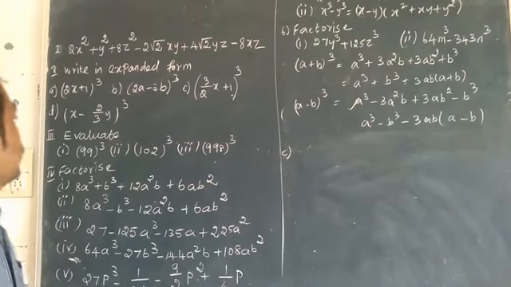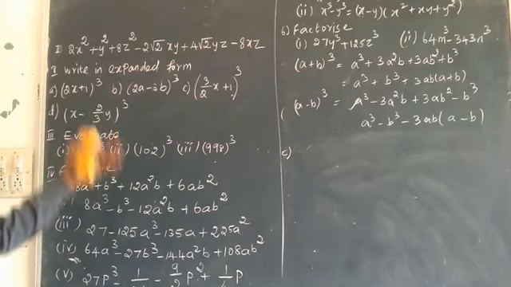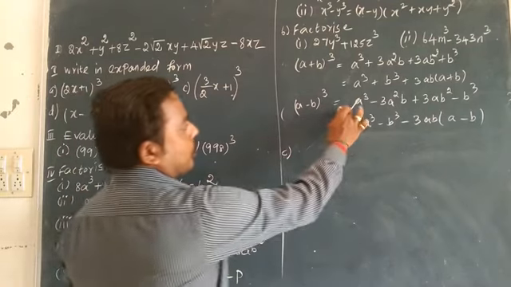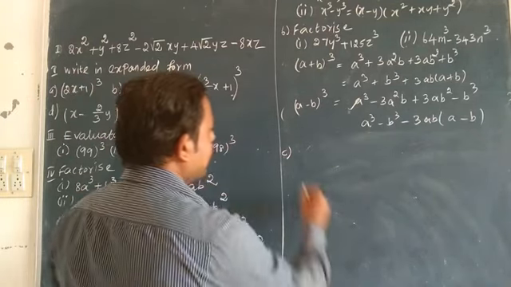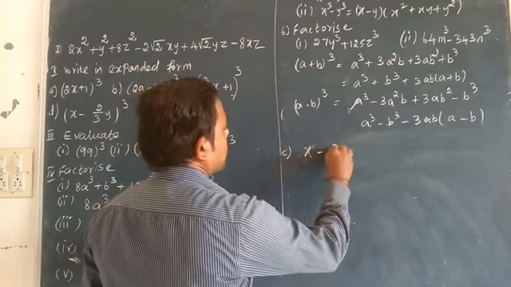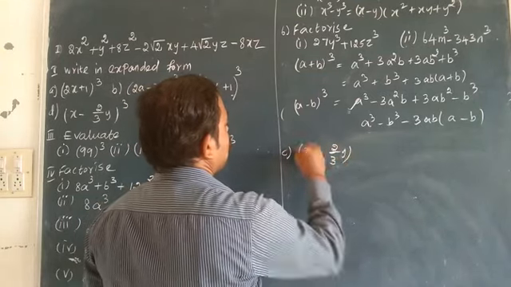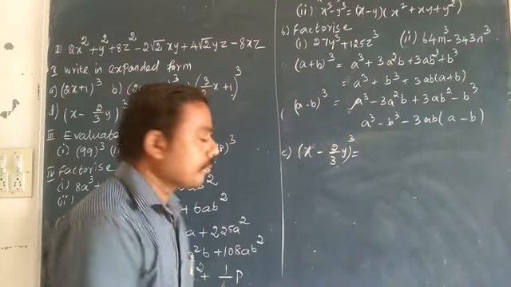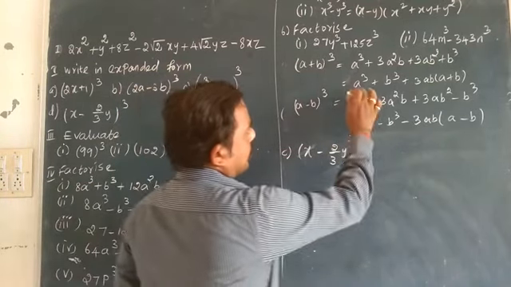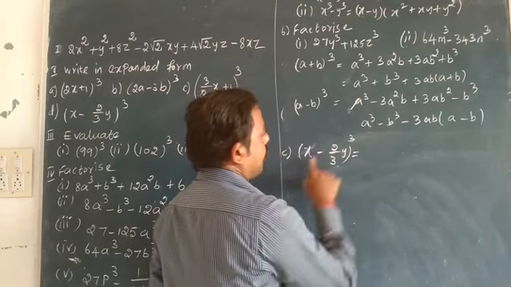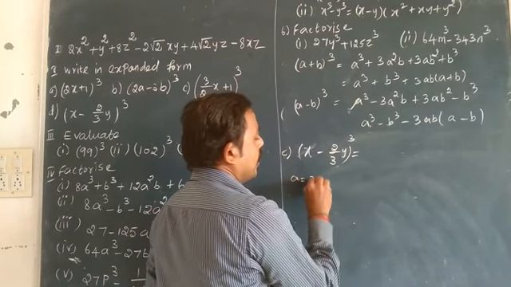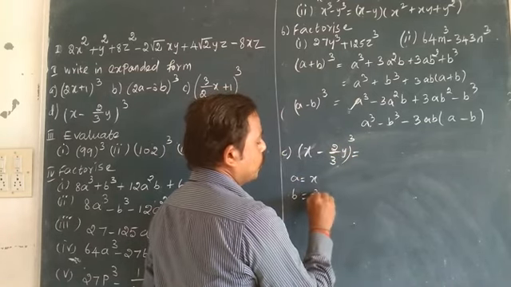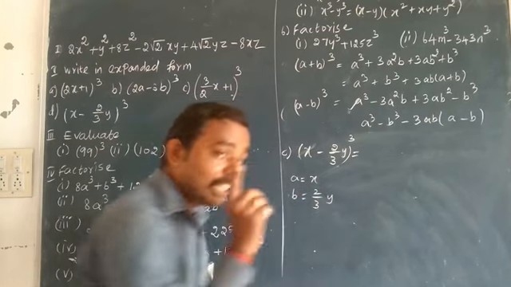Next, similarly, (x - 2/3 y) whole power 3. So we need to use the (a - b) whole cube identity. So (x - 2/3 y)^3 is equal to the same thing. In the place of a you have x. In the place of b you have 2/3 y. Don't consider minus 2/3 y.